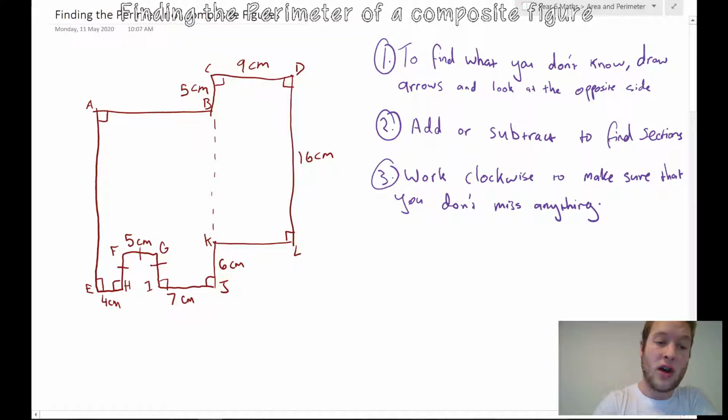When I have lines like this, it shows that it's a square. So I could even do a dotted line here and put a line here and know that's a square to help me.